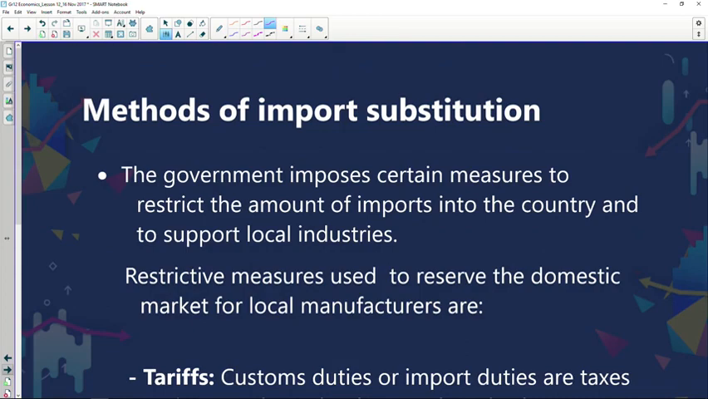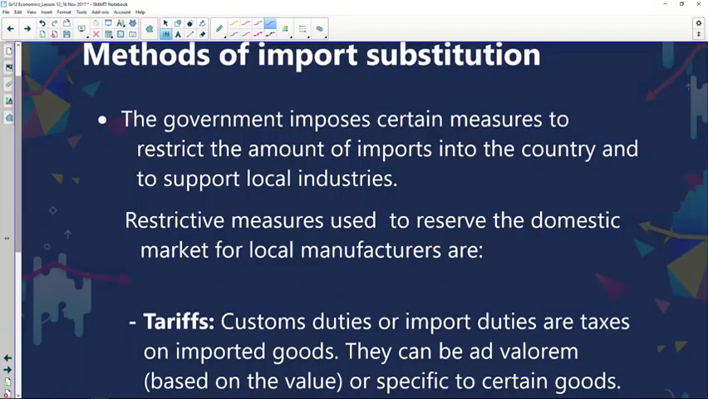So the methods of import substitution. The government imposes certain measures to restrict the amount of imports into the country and to support local industries. Okay, so there will be restrictive policies and regulations put in place or imposed by the government so that they can support the local industries. So the restrictive measures used to reserve the domestic market for the local manufacturers are.